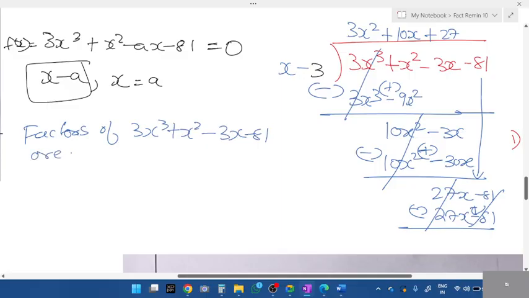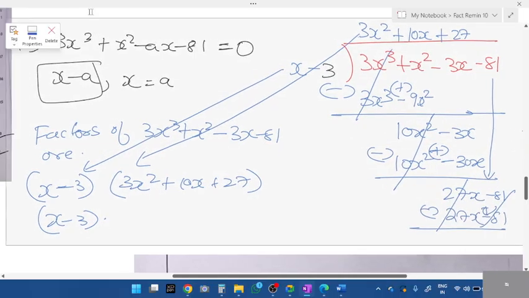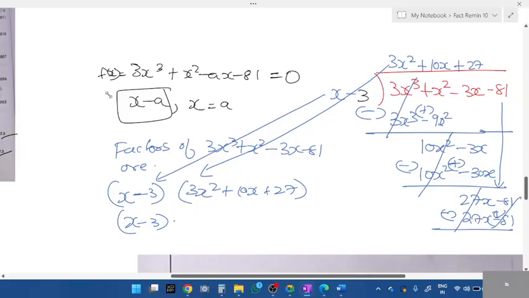Or first take the question. What are the factors? X minus a or x minus 3? X minus 3. The question. Yes, divisor. Next, take this and start solving. 3x square plus 10x plus 27. Okay, use split this, students. How much is 3 into 27? 81. If you haven't done that part, you'll get only 2.5 or 3 marks.